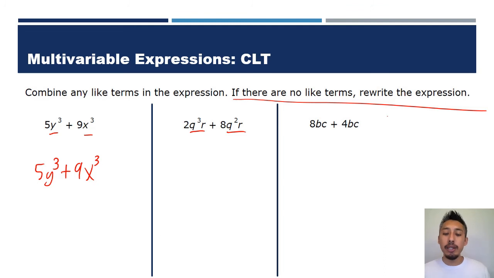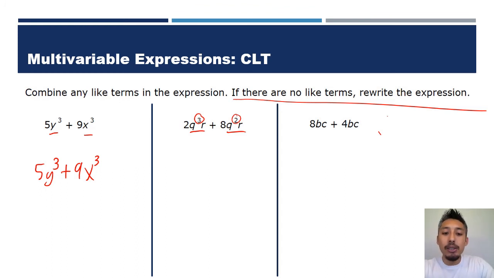So now let's check if we can combine them. They do have the same variables. They both have q and they both have r, but there is a difference in their exponent. This one has a 3 and this one has a 2. And because of that, you cannot combine them together. They are not like terms. They do not have the same variable and exponent. It needs to be both. So similar to what we did before, we can't combine them.